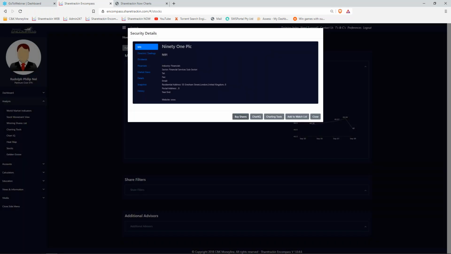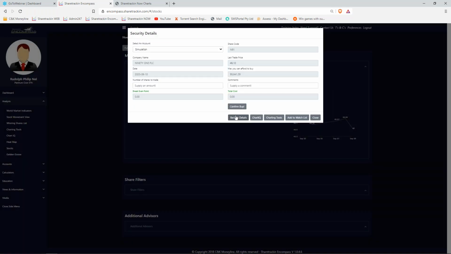And then we can go and click on buy shares. The moment we click on buy shares, it will bring up the security details for the buying option. You'll see that you've got your simulation account. If you've got any extra accounts, you must select the account on which you want to buy the share. We currently only have the simulation, so we're going to click on simulation.